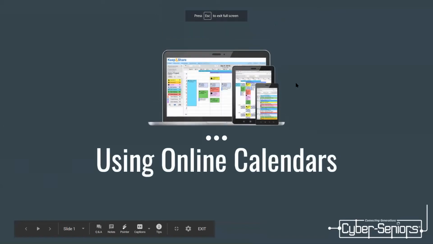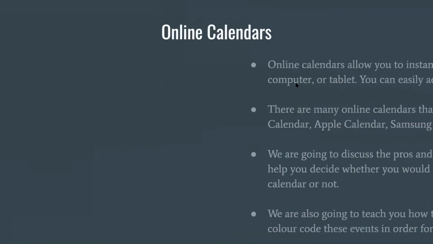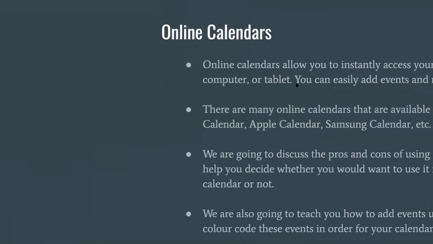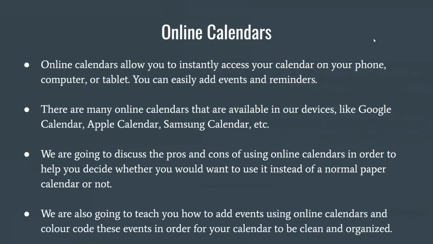So as you know, we'll be talking about online calendars today. Online calendars allow you to instantly access your calendar on your phone, computer, or tablet. You can easily add events and reminders. There are many online calendars that are available in our devices. Some examples are Google Calendar, Apple Calendar, and Samsung Calendar.